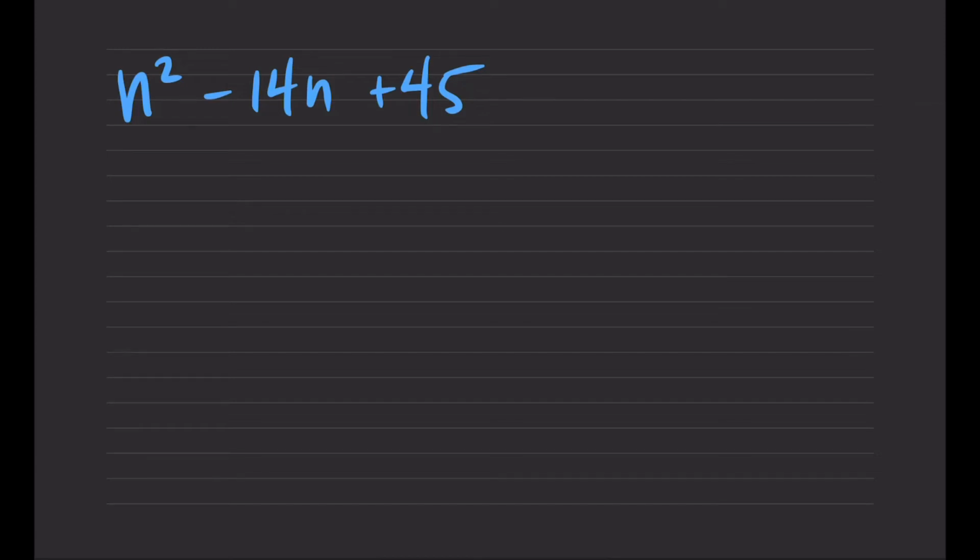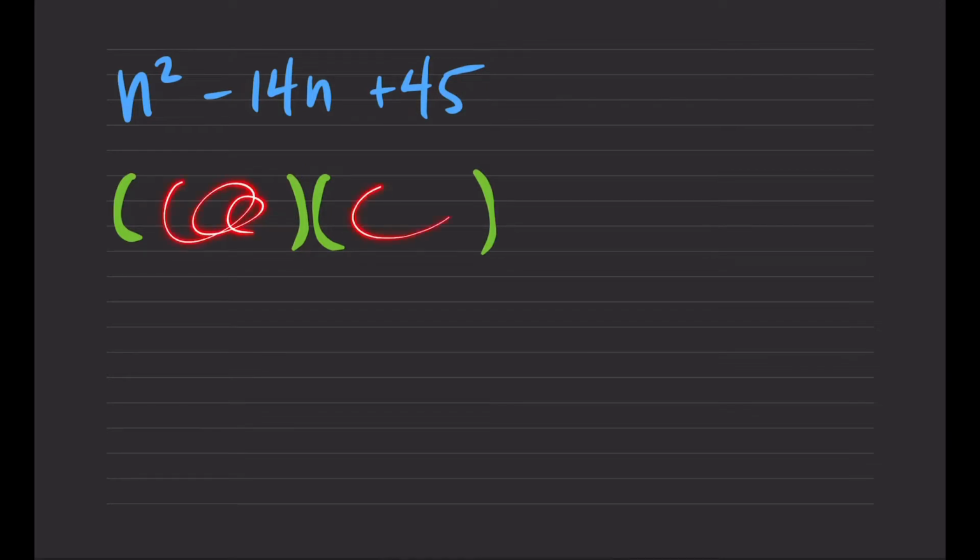Let's say we want to factor this trinomial. So that means that I want to write it in a set of brackets like this and this, where I would have n plus something or minus something times n plus something or minus something. So that would all be going all in here.